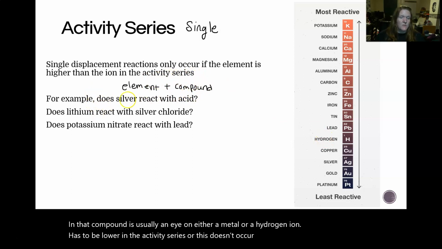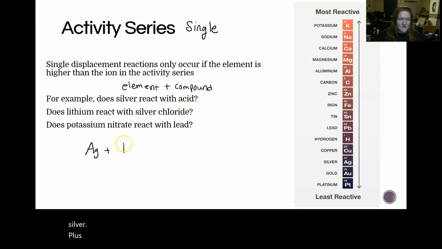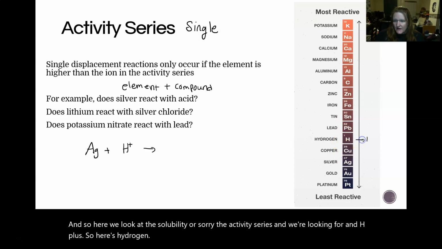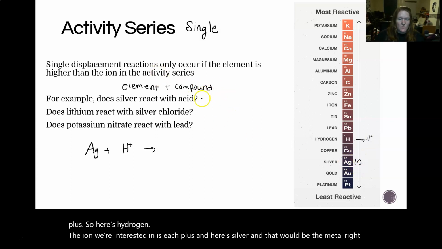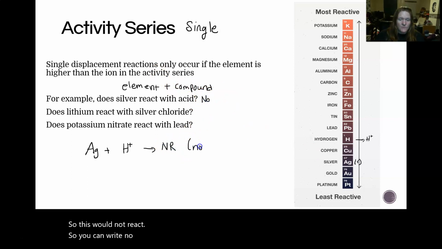Okay, so let's go through an example. Silver plus an acid. So acid is H+ when it reacts. And so here we look at the solubility, or sorry, the activity series, and we're looking for silver and H+. So here's hydrogen. The ion we're interested in is H+, and here's silver. And that would be the metal, right? So this would not react. So you can write no reaction, NR. And it would not react because the element is lower than the ion.